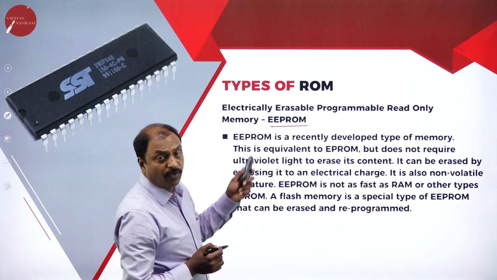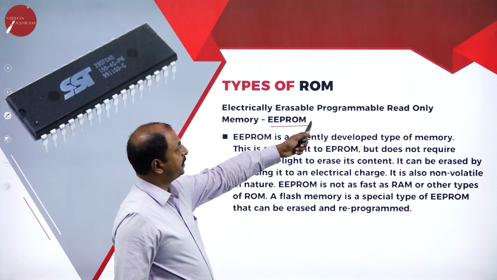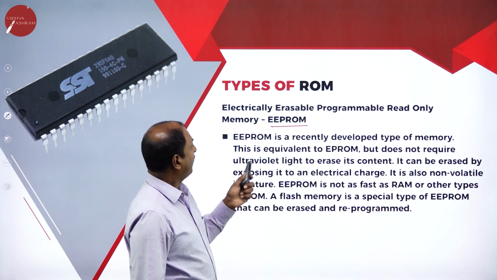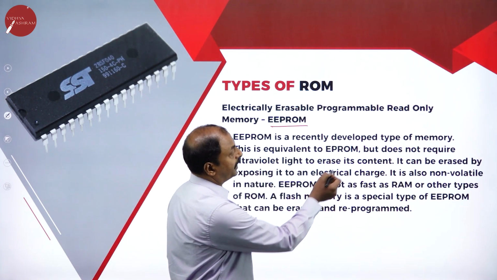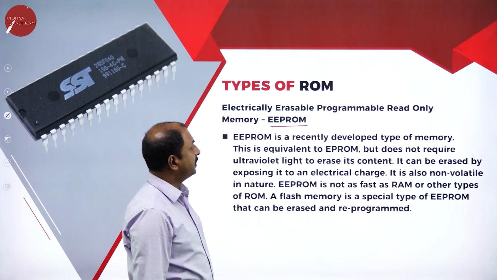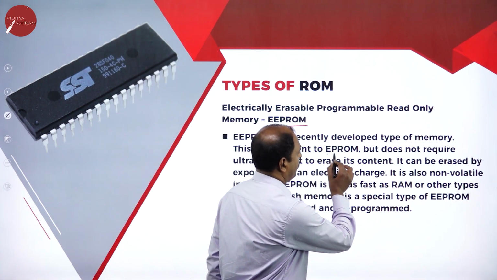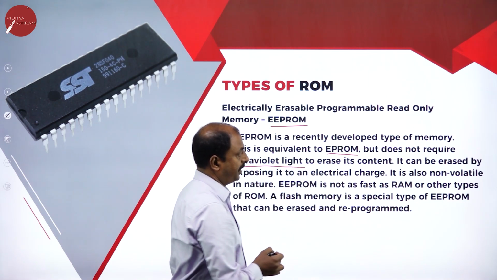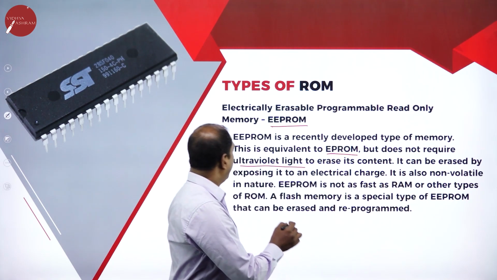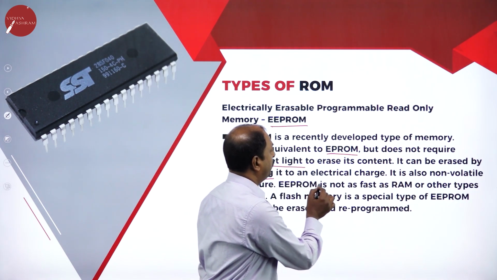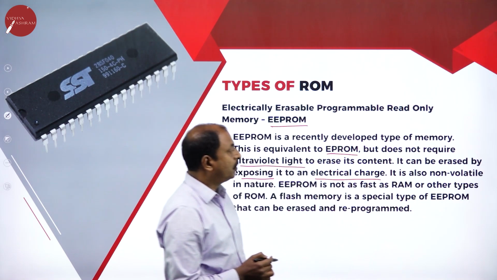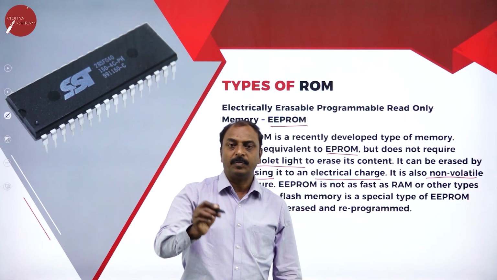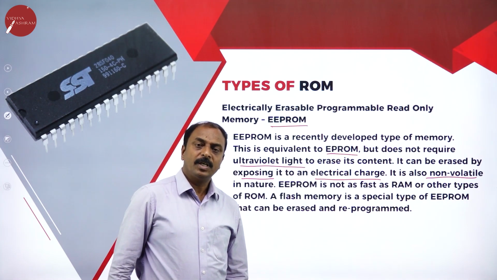EEPROM. Its full form is electrically erasable programmable read-only memory. So here EEPROM is a recently developed type of memory. This is equivalent to EPROM, but does not require ultraviolet light to be erased. So it can be erased by exposing it to an electrical charge. So it is also non-volatile. Non-volatile is nothing but a permanent memory. So ROM is a permanent memory.